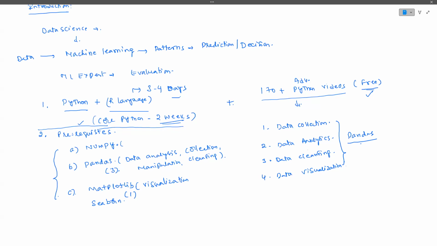So prerequisites means, don't think that they are not part of data science. They are part of data science only, guys. They are the prerequisites for data science. Without learning them, we cannot go for data science, guys. So if you want to learn data science, you should know some basic scientific packages like pandas and NumPy. These are basically the scientific foundation, guys.